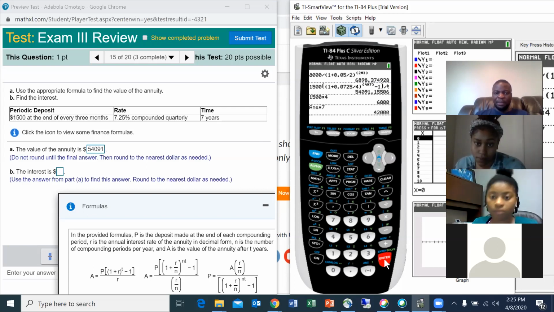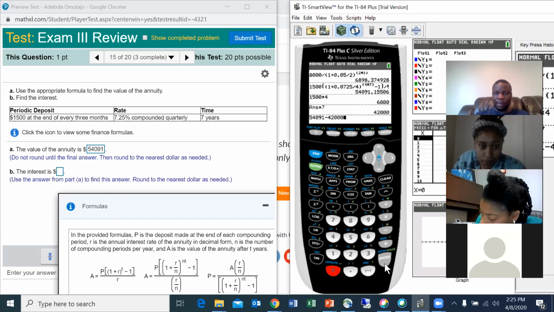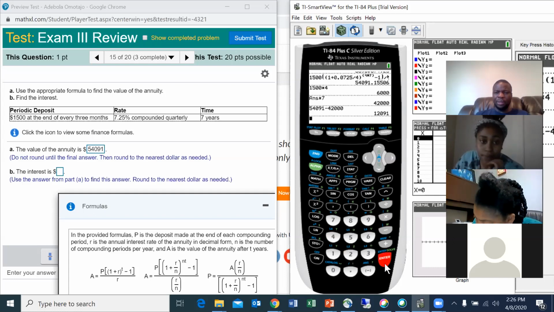total. But then you ended up with 54,000 some change. So how much extra did you make? That's the interest. So you subtract 54,091 minus your total contribution, which is 42,000. That brings it to 12,091.